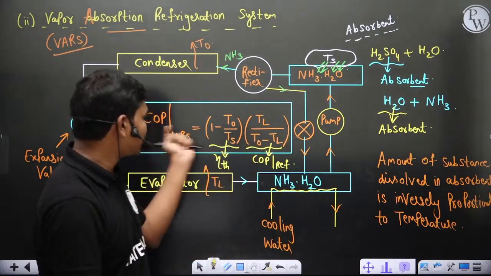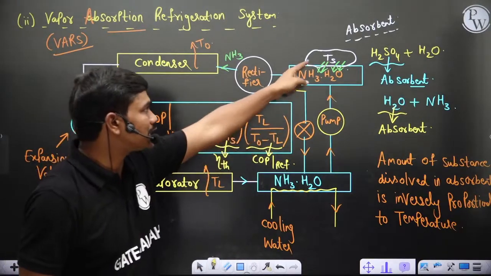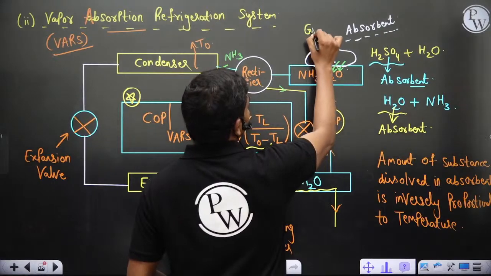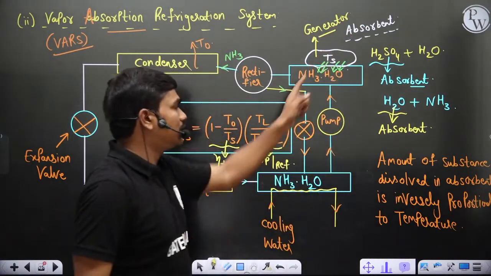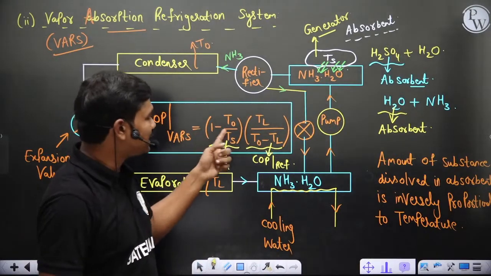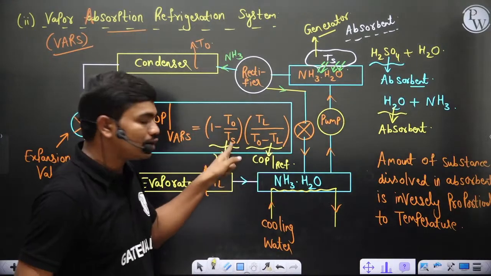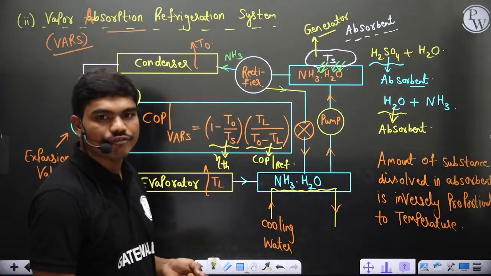So that's why I'm just giving you this expression. Normally this Ts is also called TG sometimes, because this is normally called the generator. This is called generator because some heat is getting generated inside, and that is sent in because of combustion. So sometimes this Ts is also denoted with TG. The terminology and notations can be different, but this is the basic idea. Okay, so this is how we calculate the COP of VARS.